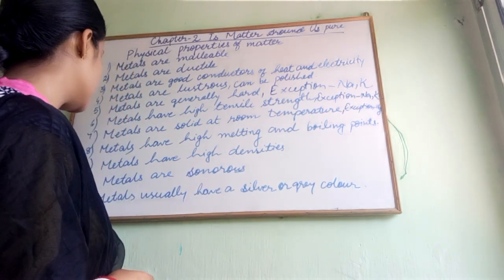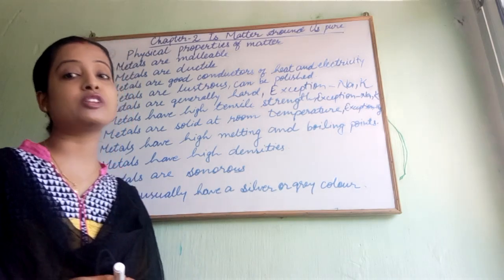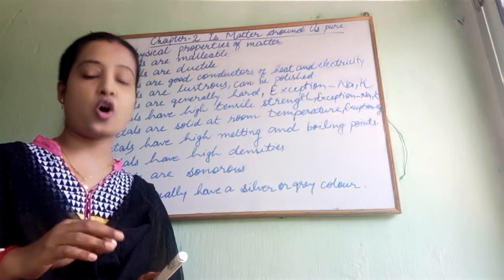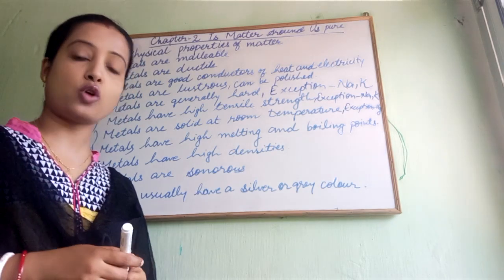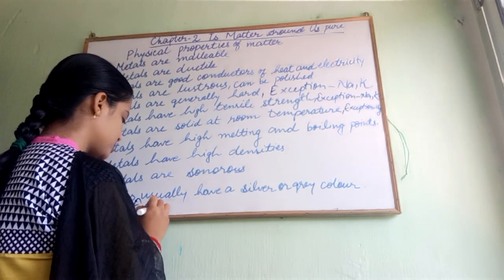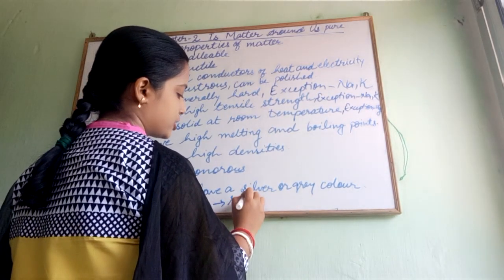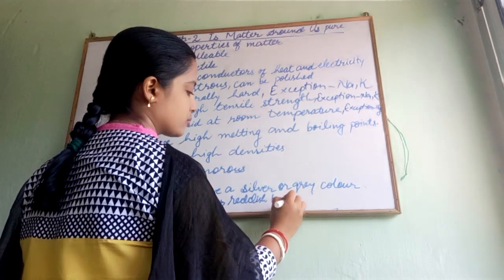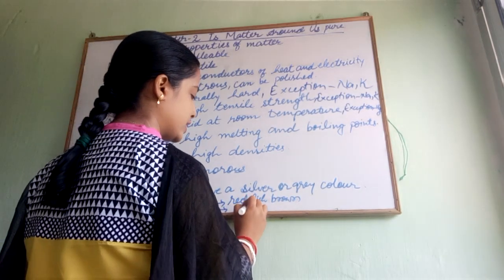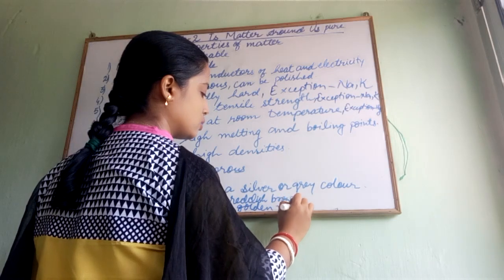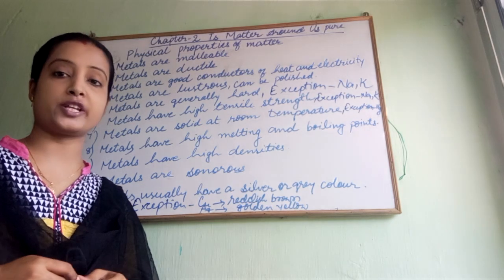Now comes to 11th point, that is metals usually have a silver or grey color. Yes, children, the color of metals is generally grey or silver. Okay, but there are two exceptions, that is copper and gold. Copper has a reddish brown color, and gold has a golden yellow color. Okay, so this is the exception. So these all are the physical properties of metals.